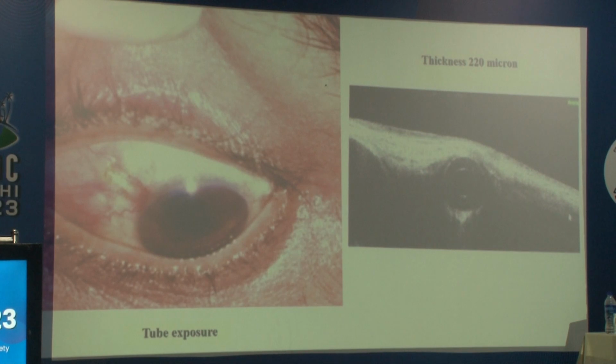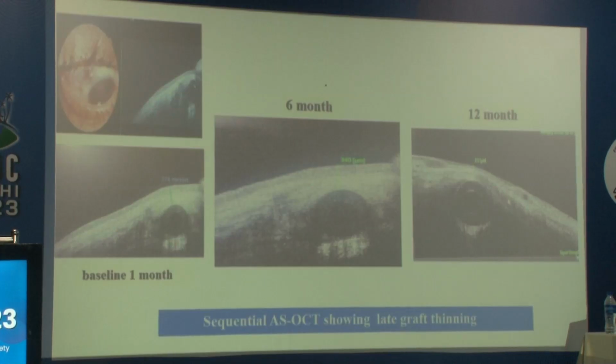So this is an ASOCT picture of the tube exposure. And next is a sequential ASOCT showing the late graft thinning.